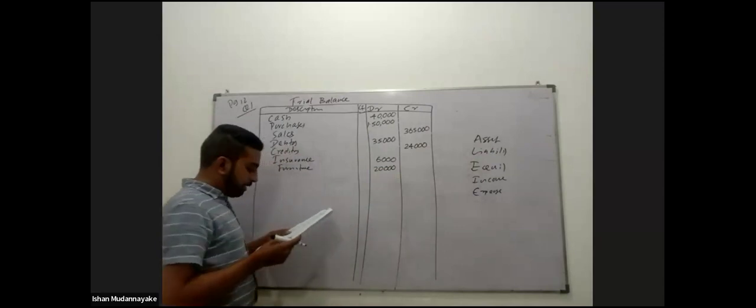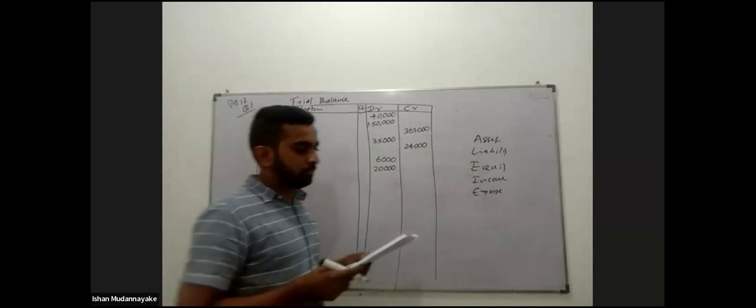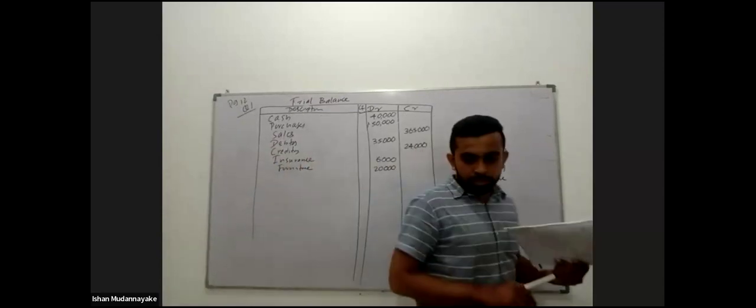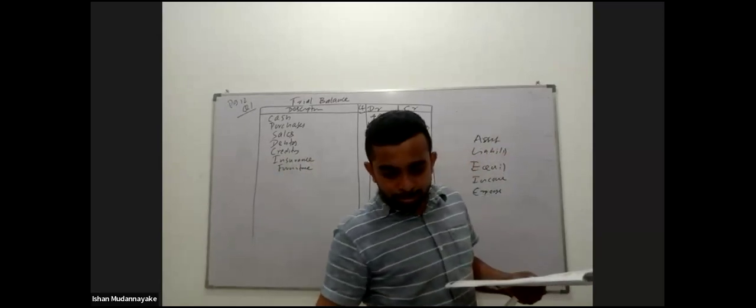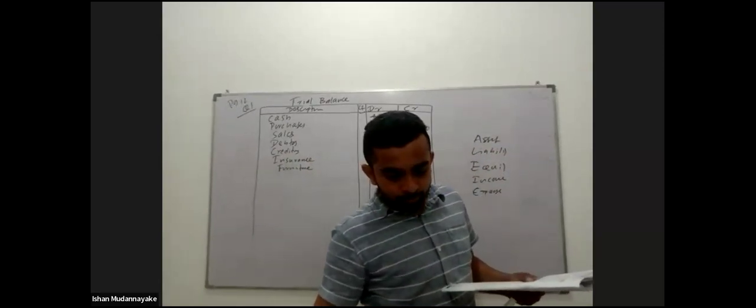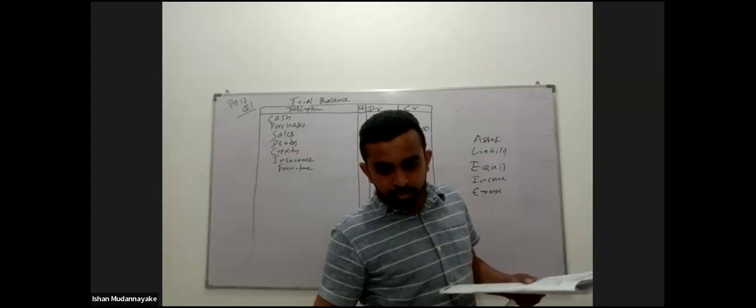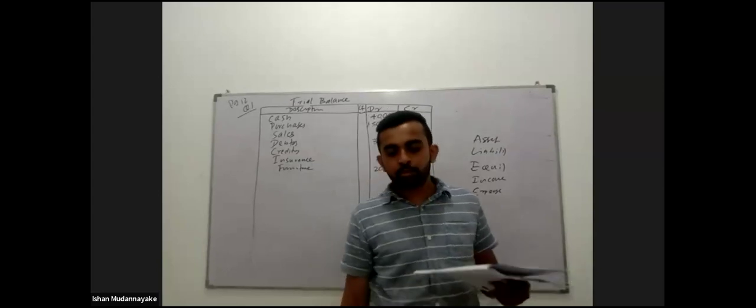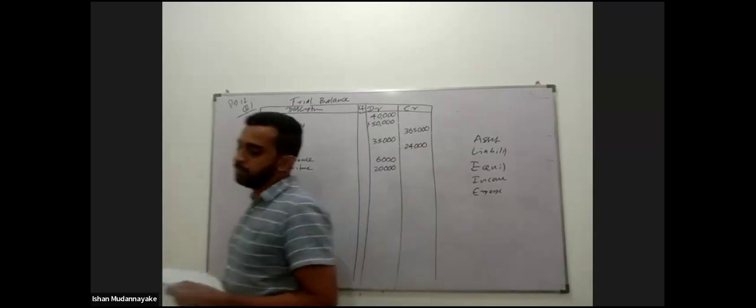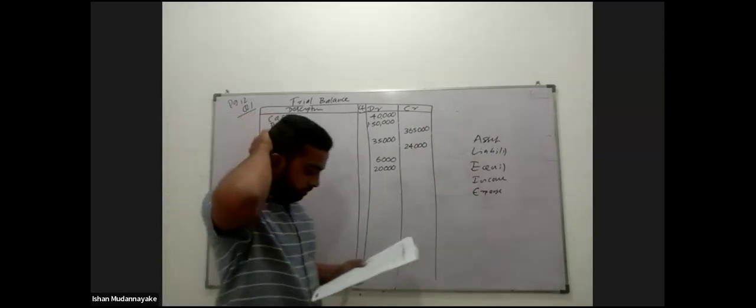Right. Discount received. Discount received is an income. Then is discount received on the debit side or credit side?